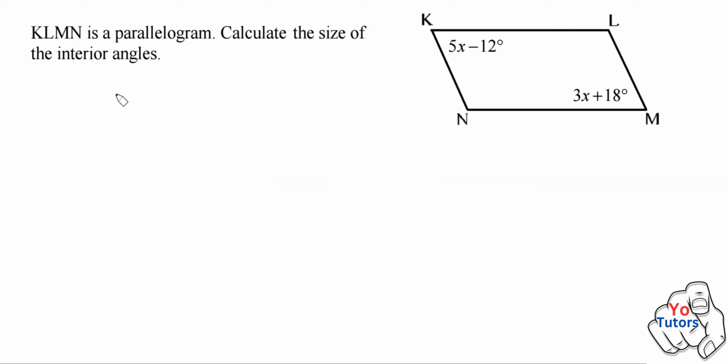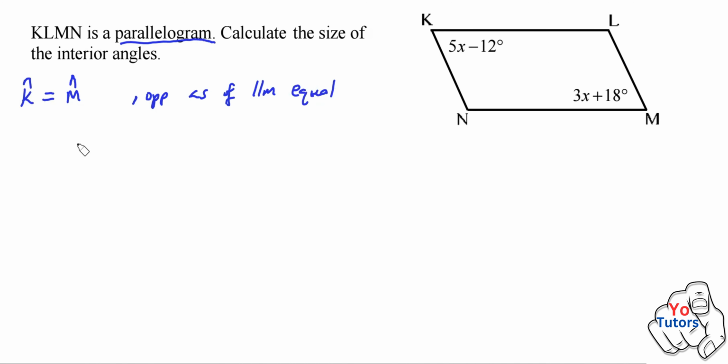Now, looking at this shape here, we are told that KLMN is a parallelogram. So we are already told that this is a parallelogram. Calculate the size of the interior angles. We are faced with the same question again. To start, we are going to say K is equal to M. Why are we saying K is equal to M? Opposite angles of a parallelogram are equal.